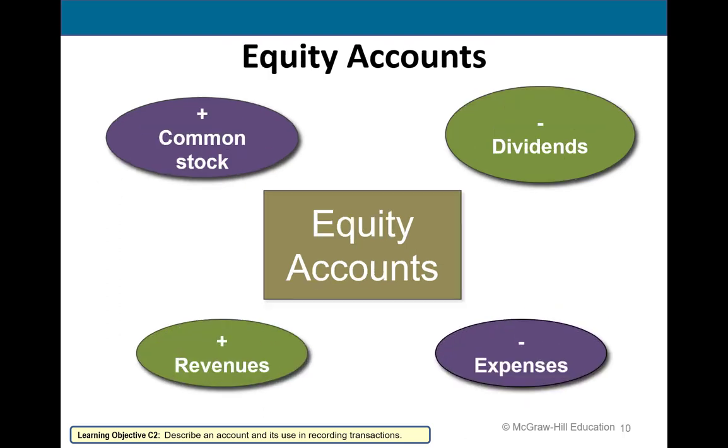The owner's claim on a company's assets is called equity, stockholders' equity, or shareholders' equity. Equity is the owner's residual interest in the assets of a business. Equity is impacted by four types of accounts: common stock, dividends, revenues, and expenses. Owner's investments increase both assets and equity. The increase to equity is recorded in an account called common stock. Any owner investments are recorded in this account.